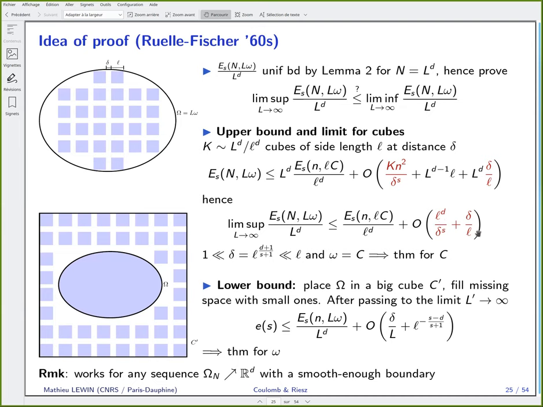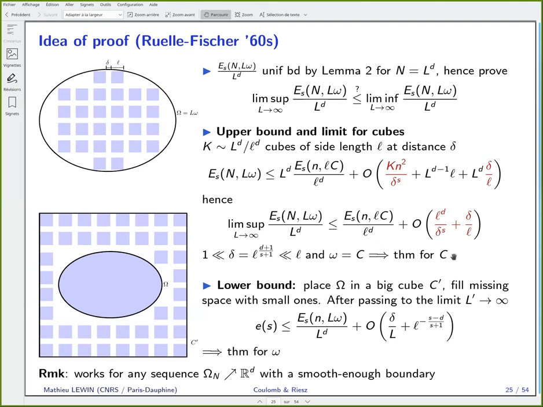And of course, the main point here is that you can make these error terms small. Why can you do that? That's because you see you have delta to the power S and here delta over L. So if you want to make this small, it will only work if S is strictly larger than D. Okay, so in fact, the optimal delta is of that order. And so this is going to be large and much smaller than L only when S is strictly larger than D. Okay, so what you do is you estimate the lim sup of any domain by the lim inf of the cube. So you have an upper bound on the lim sup of any domain by the lim inf of the cube. And then if omega is itself a cube, that definitely gives the theorem for cubes.